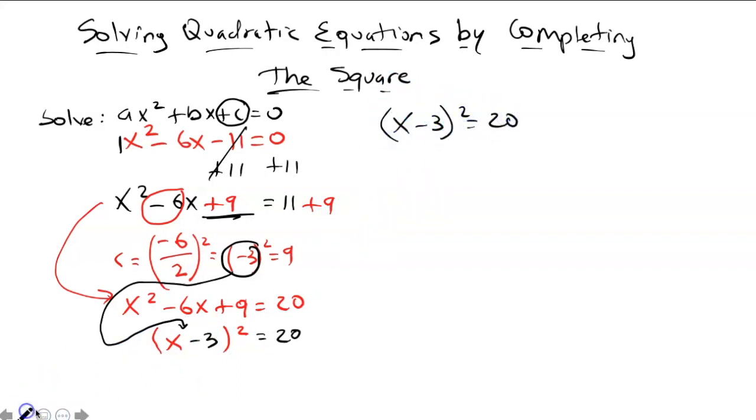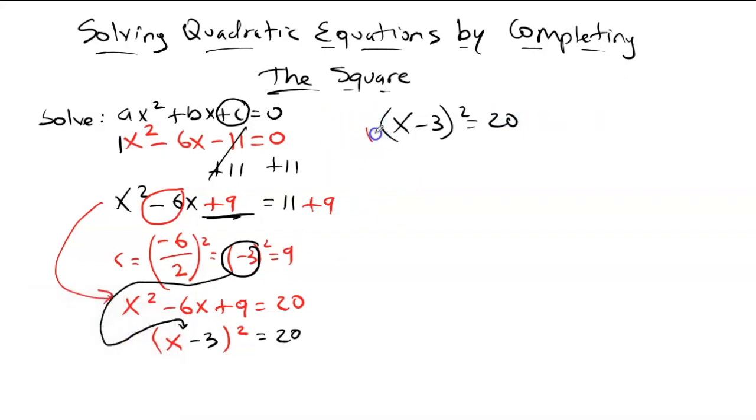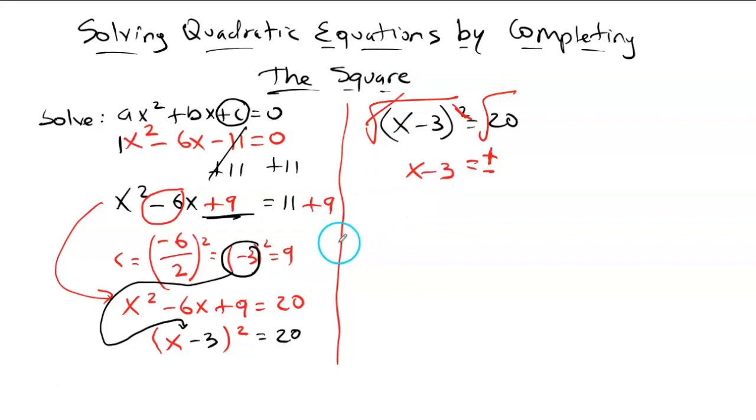I've got to find the value of x. How do I find the value of x? I've got to get rid of that square, so I take the square root on both sides. As soon as I do that, in front of this radical I'll have a plus or a minus. Don't forget. The square root and the square cancel out. So I have x minus 3 equals plus or minus the square root of 20.